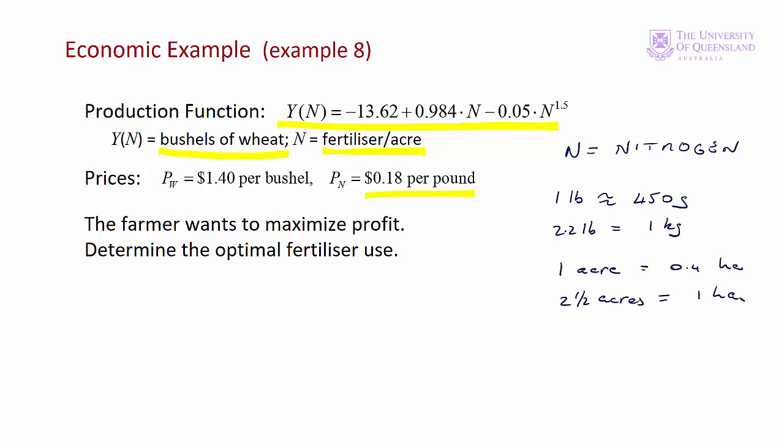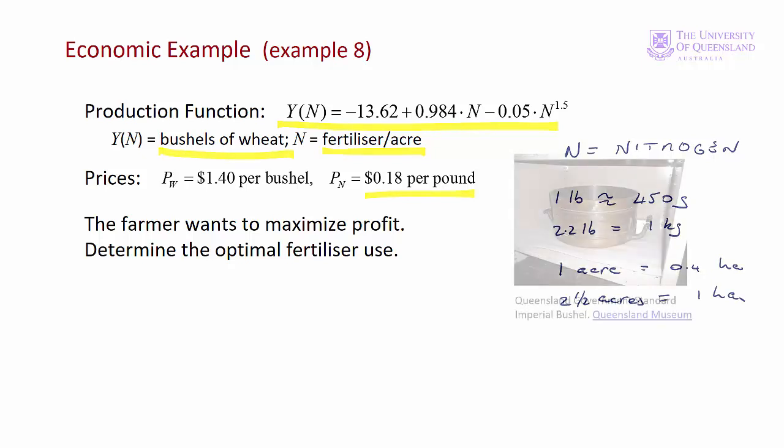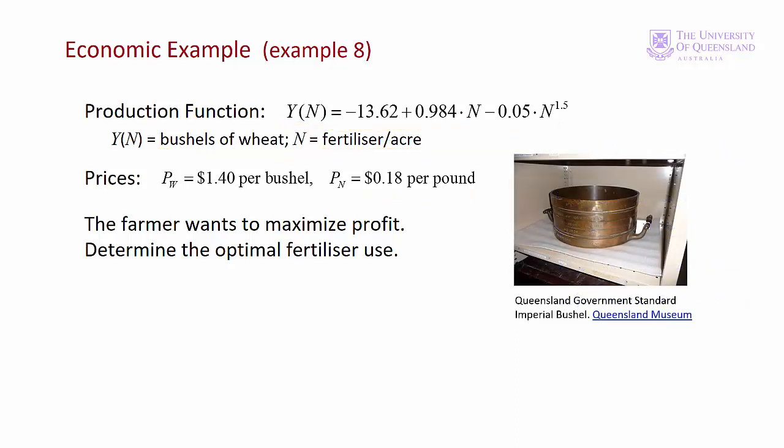2.5 acres, approximately equal to 1 hectare. The yield is measured in bushels of wheat. Well, a bushel is an imperial measure of volume. Here we have a standard imperial bushel from the Queensland Museum. If you look closely, you'll see the inscription. That's about 36 litres. A US bushel is slightly smaller, about 35 litres. So now we understand our units. Let's move on to the optimization problem.